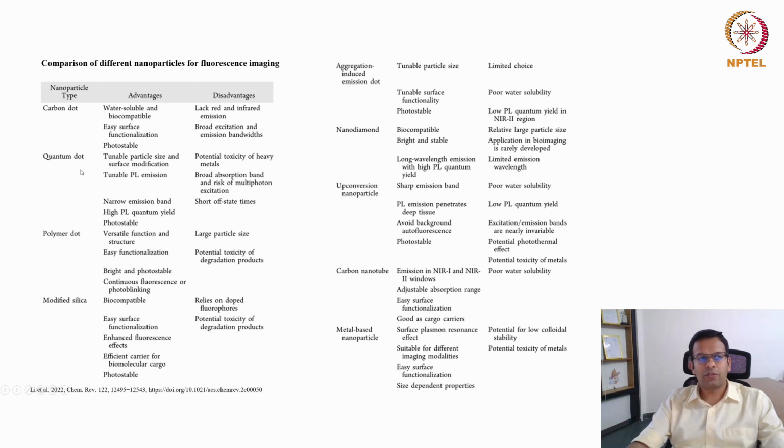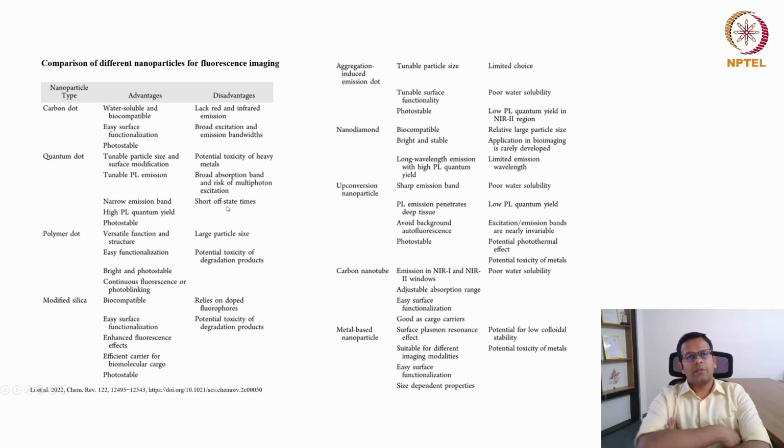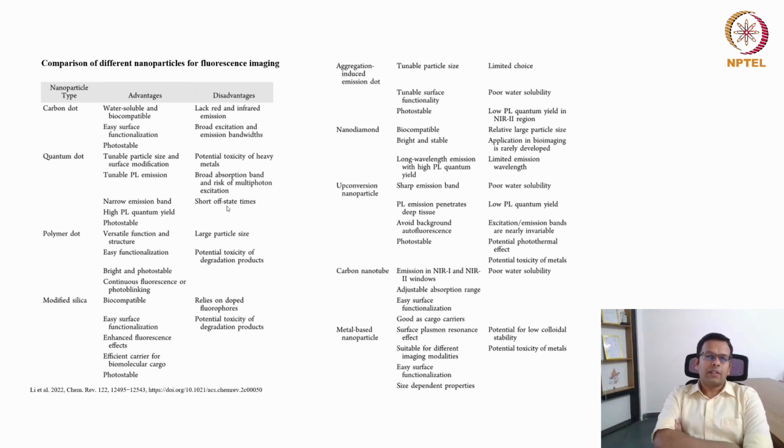of heavy metals, because these quantum dots are made up of heavy metals. So the cells may show some kind of toxicity against those heavy metals. And short off state time, what does it mean? In some of the next slides, we will see that some of these nanoparticles have been used for super resolution imaging and STORM imaging, that is stochastic optical reconstruction microscopy, that we already studied in one of the previous classes under the super resolution imaging technologies.